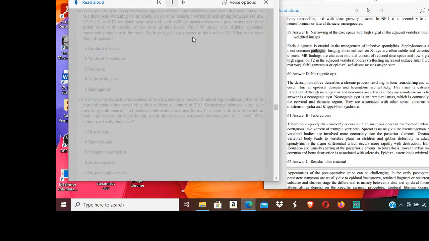Question 60: a 20-year-old man had progressive upper and lower limb weakness, worse in the lower limbs. On MR there was widening of the spinal canal with posterior vertebral scalloping between D3 and D7. On T1 and T2-weighted imaging a well-defined high-intensity mass was present anterior to the spinal cord with atrophy of the cord at this level. The CSF space was slightly expanded immediately superior to the mass. No high signal was present in the cord on T2. What is the most likely diagnosis?